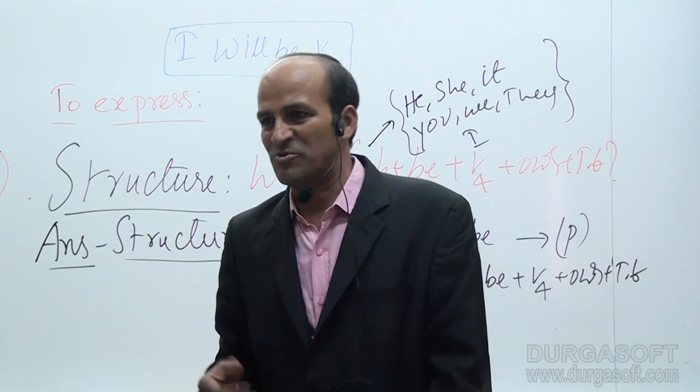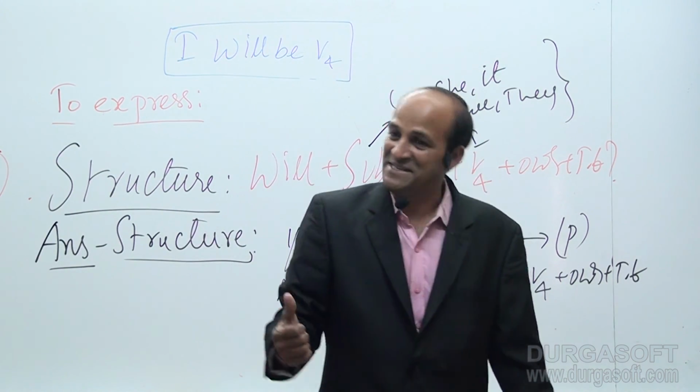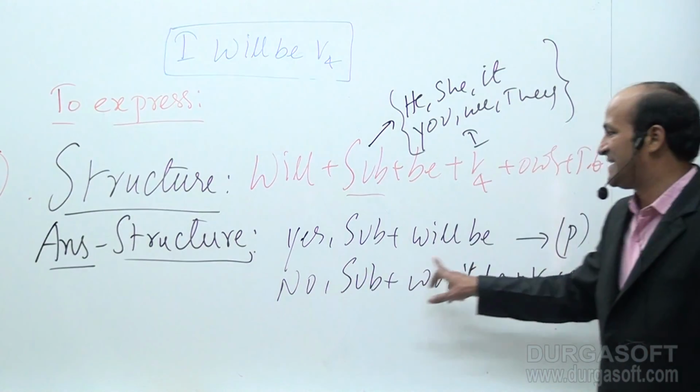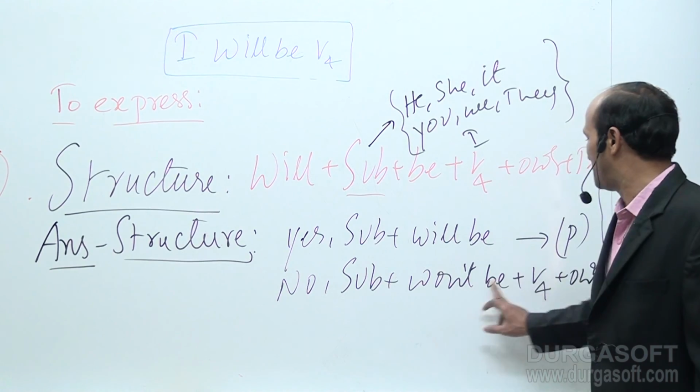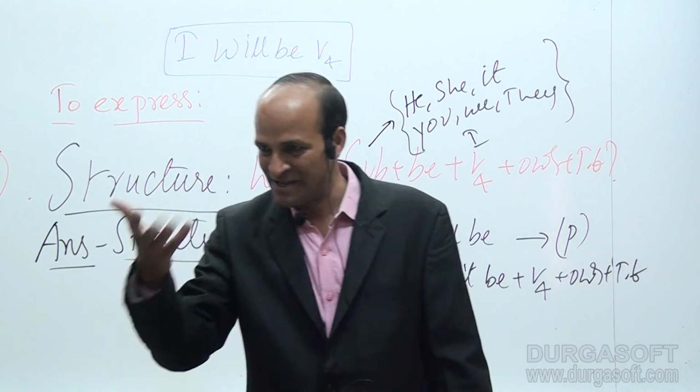For example, if the question is asked, will you be arriving to the class at this time tomorrow? We can say yes. The answer is yes, I will be. Negative sentence: no, I won't be coming to class at this time tomorrow. Are you clear with this one?